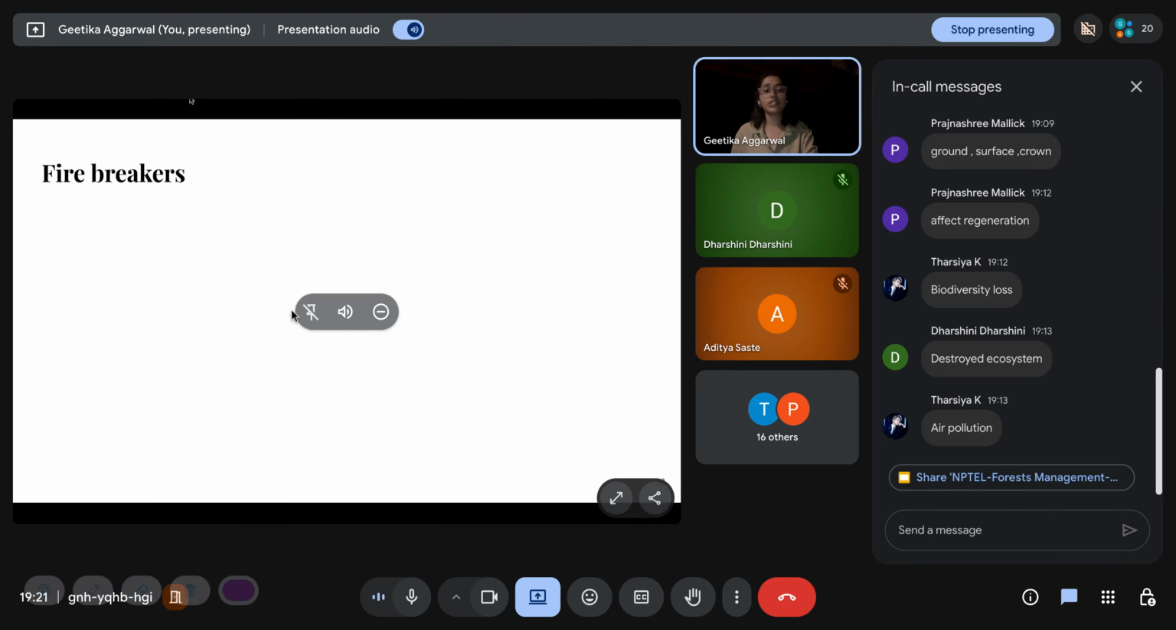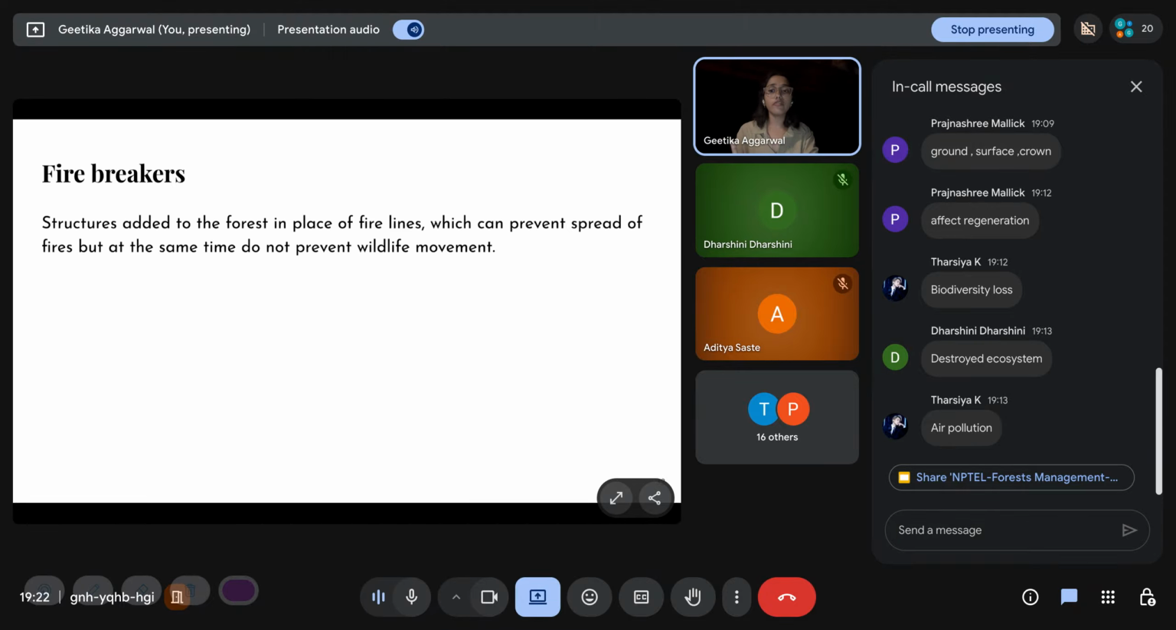Another thing that the forest department has come up with are fire breakers. So these are certain structures which are constructed in the forest so as to prevent spread of fire from one zone to the other. Now these structures need to prevent the fire from spreading, but they should not cause any disruption to wildlife movement. So you cannot build a brick wall between the forest to prevent fire from spreading from this area to that area, because that will also disrupt the movement of animals, herbivores, or insects from one area to the other. So you need to make it such that the wildlife can still move.